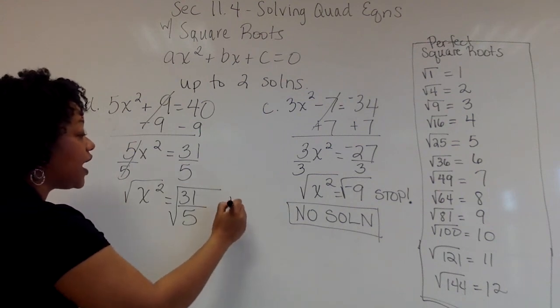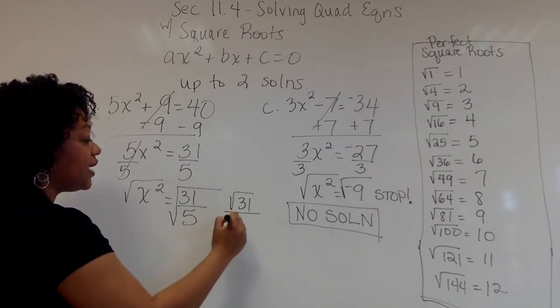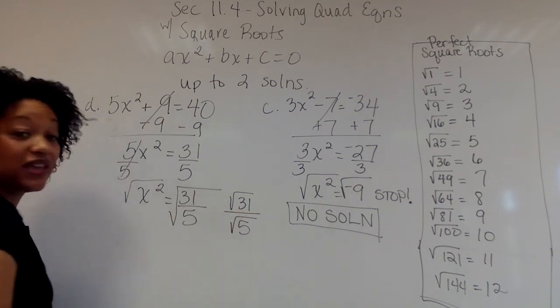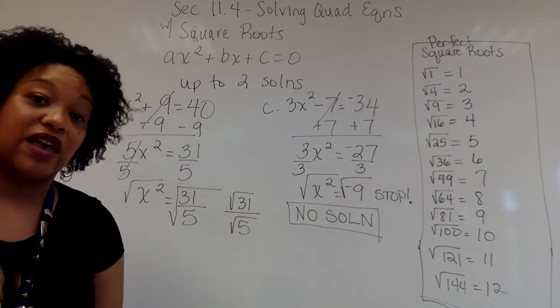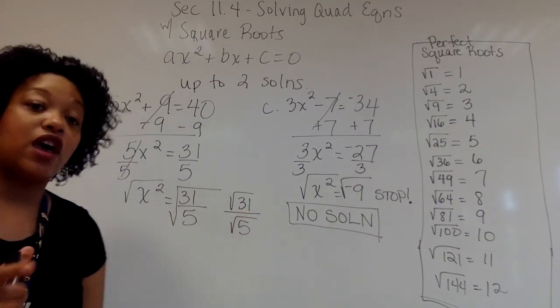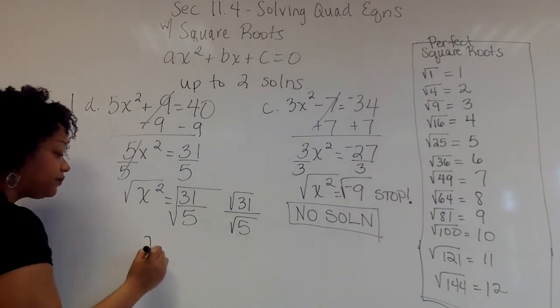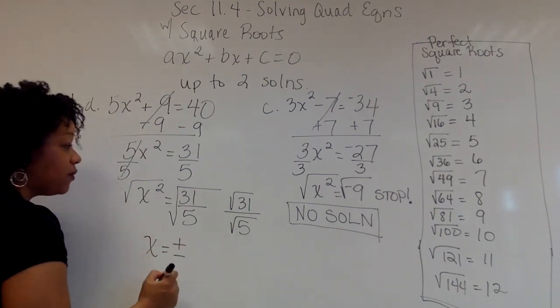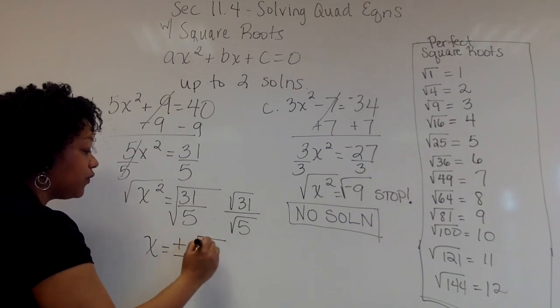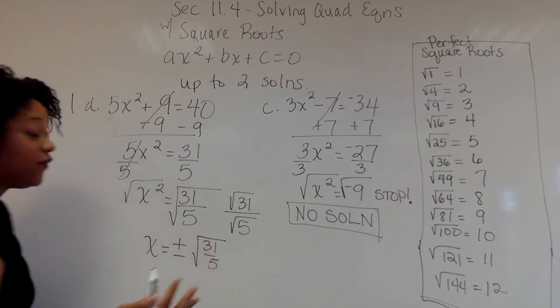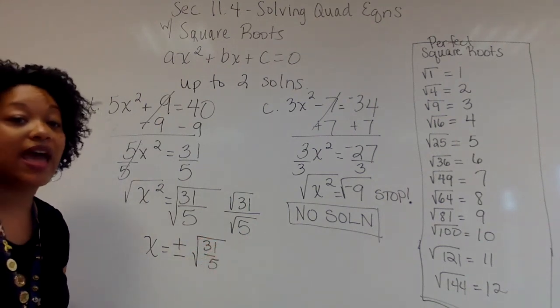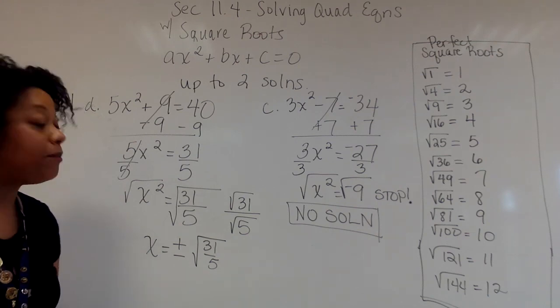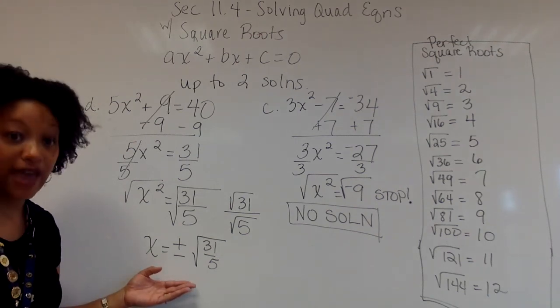And you could also write it like this, ladies and gentlemen. It does not matter. If you prefer, you can separate it, but you still got to make sure both numbers have a radical sign over it. So my answer is simply plus or minus the square root of 31 over 5. If you want to put it in the calculator and get an actual number, you may. But this will suffice for now.